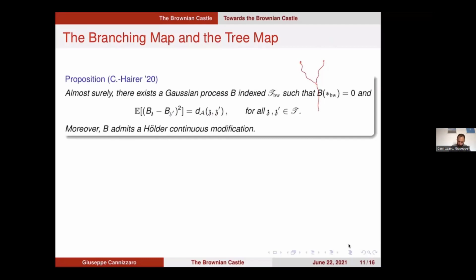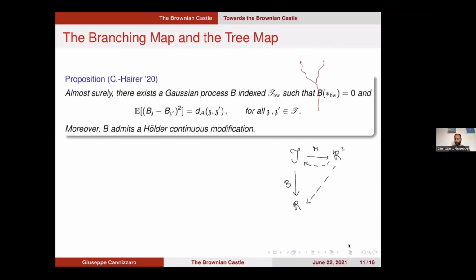Good. So far, what do we have? We have our abstract space T, which is our tree. We can embed this tree into R2. And moreover, on this abstract tree, we built a Gaussian process B. Now, the only thing we need is a way to go directly from R2 to R, because our Brownian castle is a process indexed by R2. In particular, this requires being able to essentially invert our map M, the problem being that while this map is clearly surjective, it has no chance to be injective.